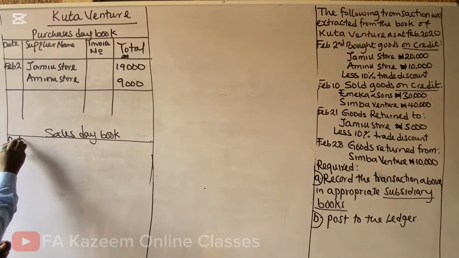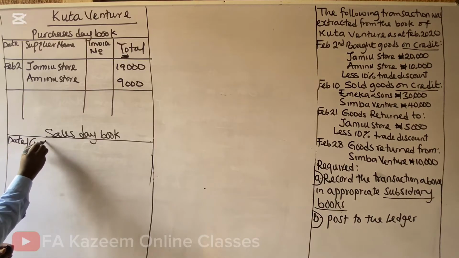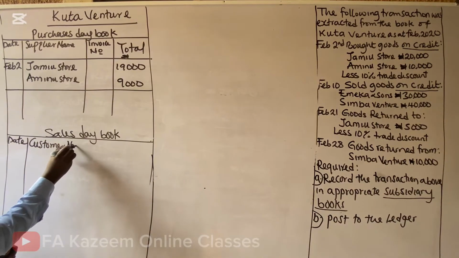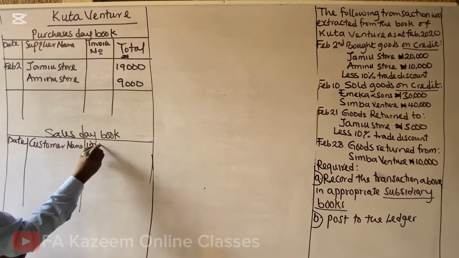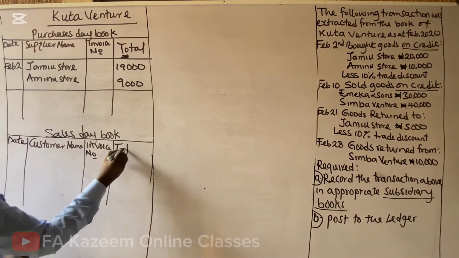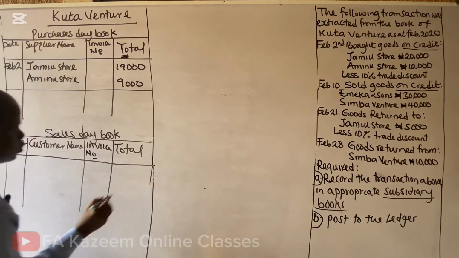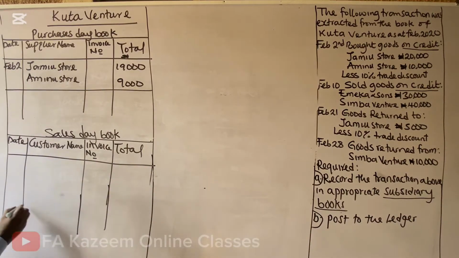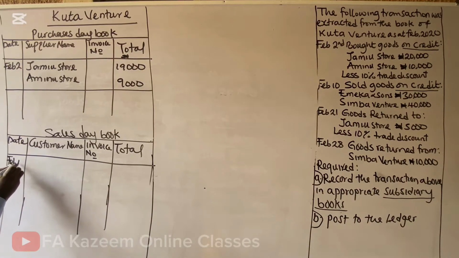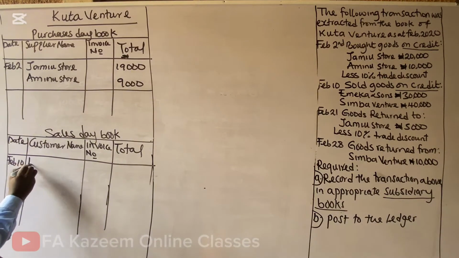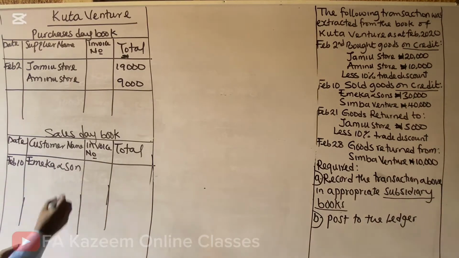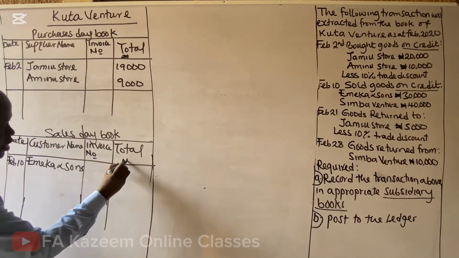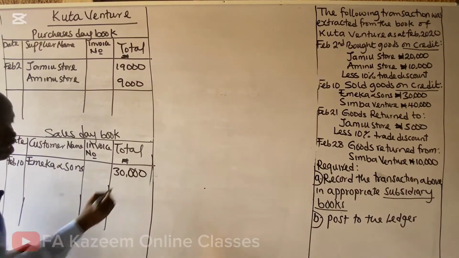We have date, customer name, invoice number, and total. Under the sales day book, on February 10, who did they sell to? They sold to Emeka and Son. Is there a discount? No discount. That means just come here and record 30,000.